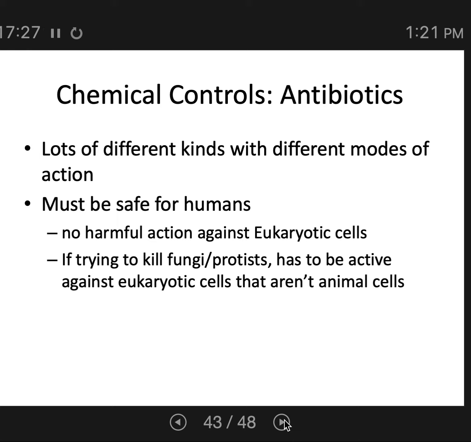So when doctors say antibiotic, they mean antibacterial. An antibiotic means an anti-life, but they mean antibacterial. So when you hear antibiotic, people are usually talking about antibacterials. But there's also antifungals. So if you're trying to kill a fungus or a protist, those are eukaryotic, right? So then you have to be even more careful. You have to find something that's active against eukaryotic cells that are not animal cells.